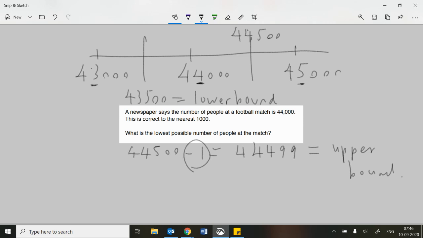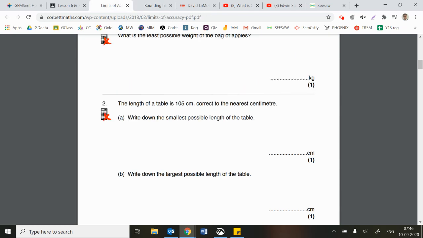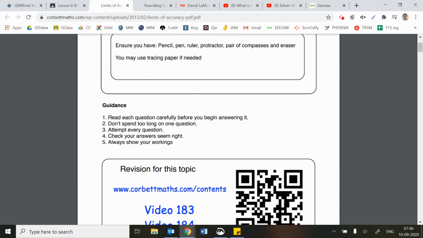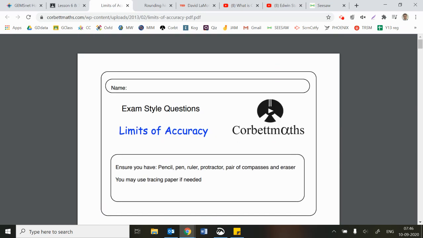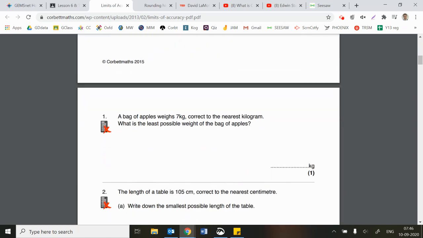So the next example we're going to look at does not have this extra adaptation at the end. The next example is actually going to be easier. Let's look at another Corbett Maths question. I'm going to take question 2 here, and this one comes from limits of accuracy. It's also the reverse of rounding, and it's also about finding what's called the upper and lower bounds.